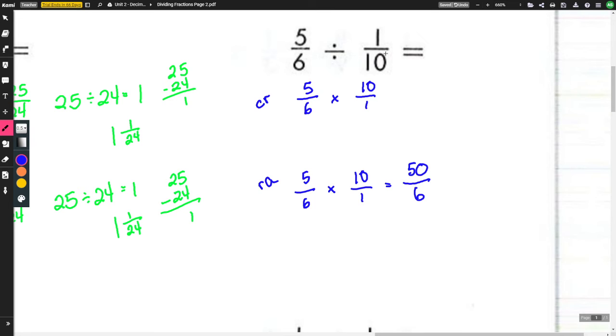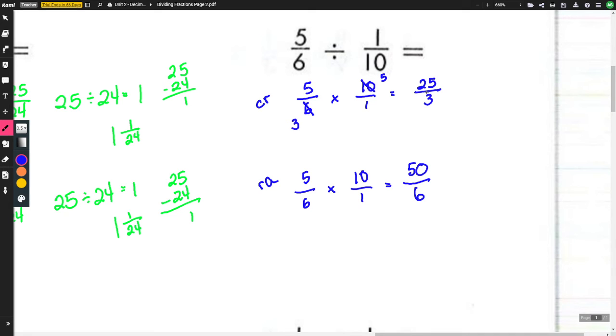6 and 10, since they're both even, 2 can go into them. 2 can go into 6 3 times, and 2 can go into 10 5 times. And they can't be cross-reduced anymore. So now we're left with 5 times 5, which is 25, times 3.